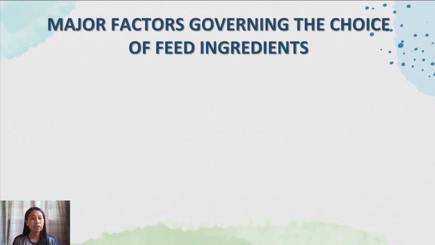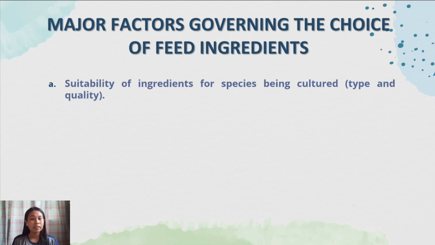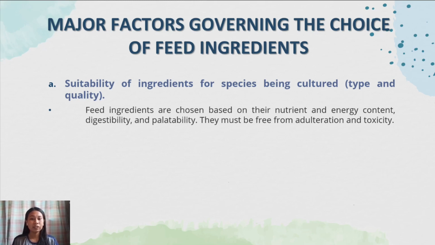So there are major factors governing the choice of feed ingredients. First is the suitability of ingredients for the species being cultured, which is the type and the quality. Feed ingredients are chosen based on their nutrient and energy content, digestibility, and palatability. They must be free from adulteration and toxicity.